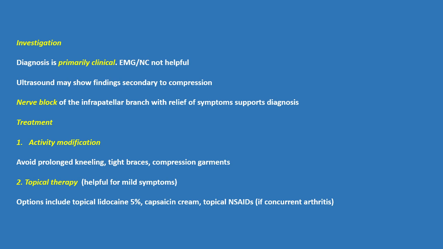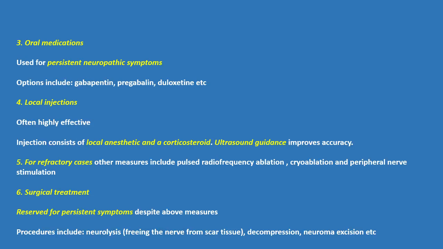Number 2, topical therapy, which is helpful for mild symptoms, and options include topical lidocaine 5%, capsaicin cream, topical NSAIDs if there is concurrent arthritis. Number 3, oral medications. These are used for persistent neuropathic symptoms, and options include gabapentin, pregabalin, duloxetine. Number 4, local injections, often highly effective. Injection consists of local anesthetic and a corticosteroid.